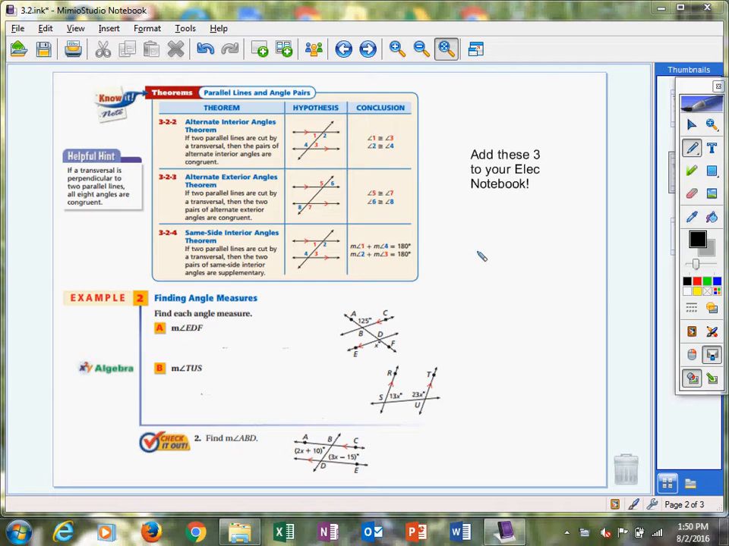Back. We've got a couple more to put into your electronic notebook. We're going to talk about angle pairs and parallel lines again. Got 3 more theorems to discuss with you.